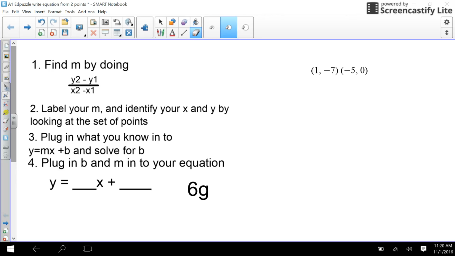All right. We are going to review how to write an equation when you're given 2 points. I wrote our steps right here, and these are really important, and this is what's on your foldable from what we did the other day. The first thing that we have to do is find m by doing y2 minus y1 over x2 minus x1. And I have to label this every single time or else I might forget and get it wrong.